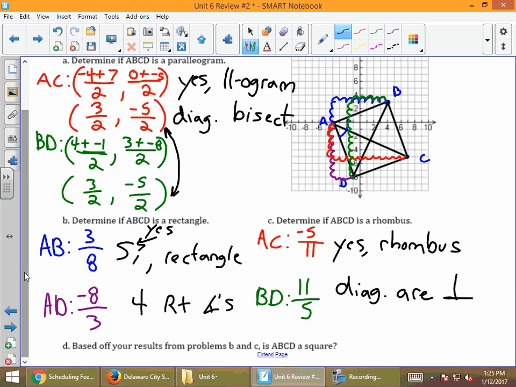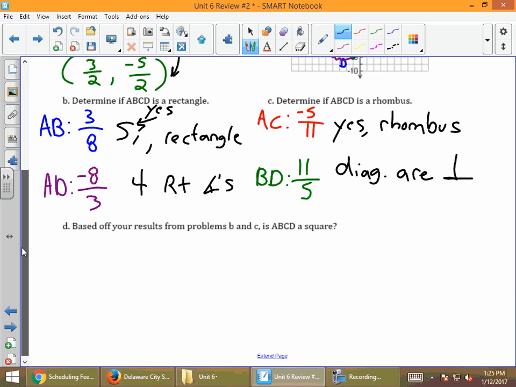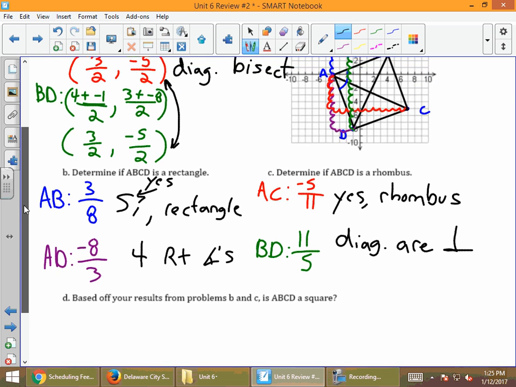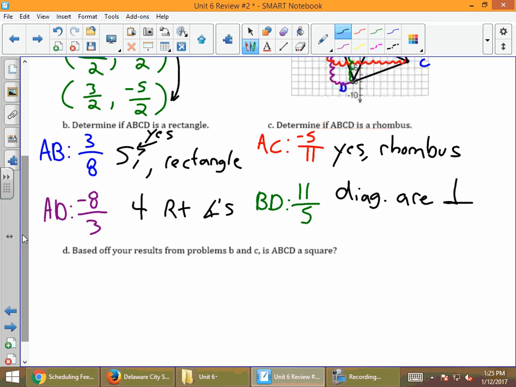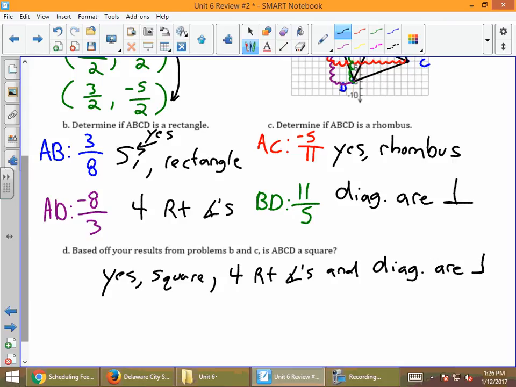One more down there at the bottom. Is this a square? It is a square. Why? It has the properties of a rectangle and the properties of a rhombus. So yes, I would say yes, it's a square. My reasoning would be 4 right angles and diagonals are perpendicular.